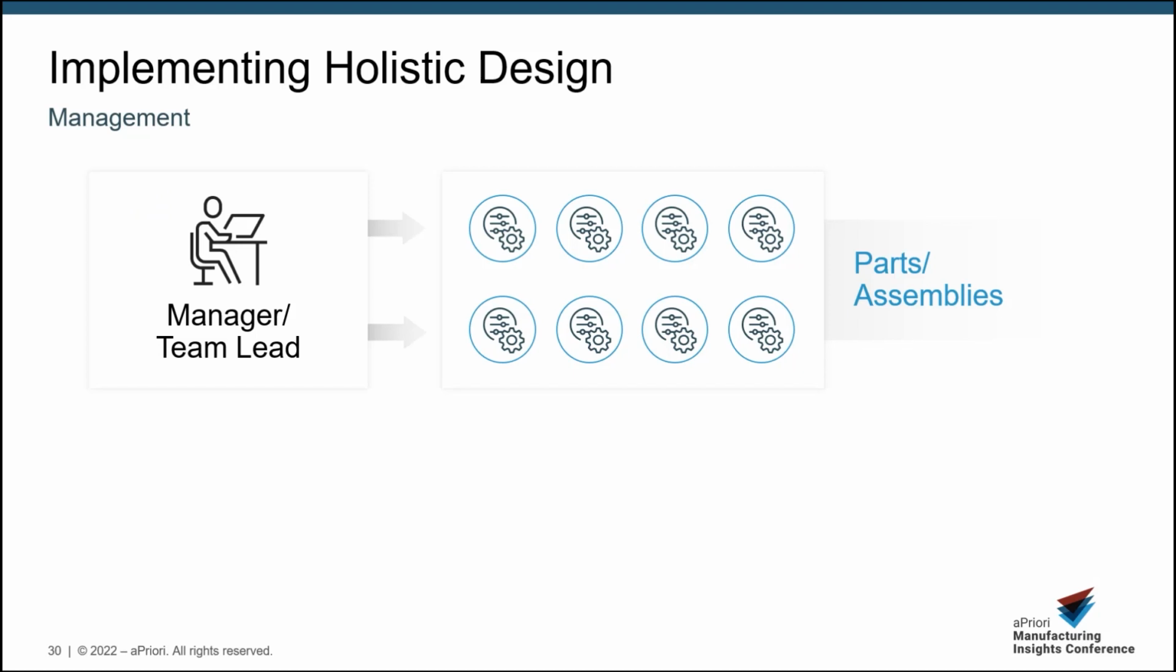So far, we've been looking at the part level, but holistic design becomes really powerful when it's applied to a family of parts, an assembly, or even a product line. A manager or team lead oversees multiple parts and assemblies. That means they can view the project at a macro level and receive insights across the part portfolio.